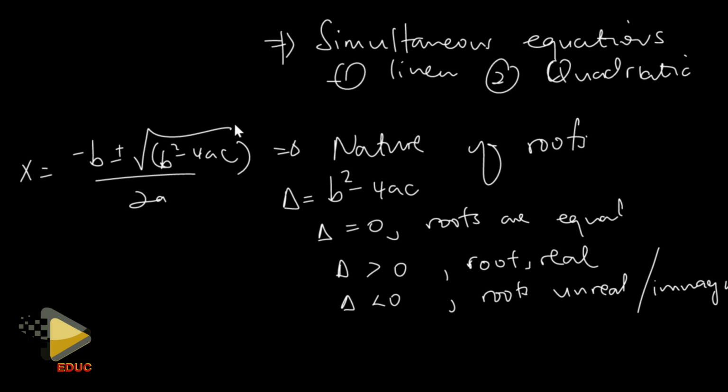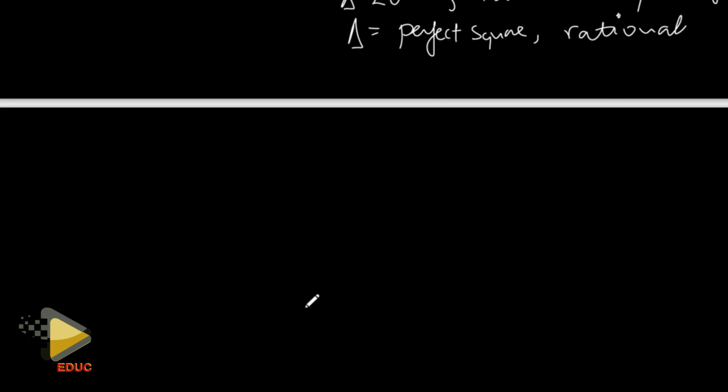Then if the discriminant is a perfect square, then we can say that the roots are basically rational. Now someone will say, what are roots? Basically, if you look at a parabola, the points where the parabola cuts the x-axis, these are what we are calling the roots.